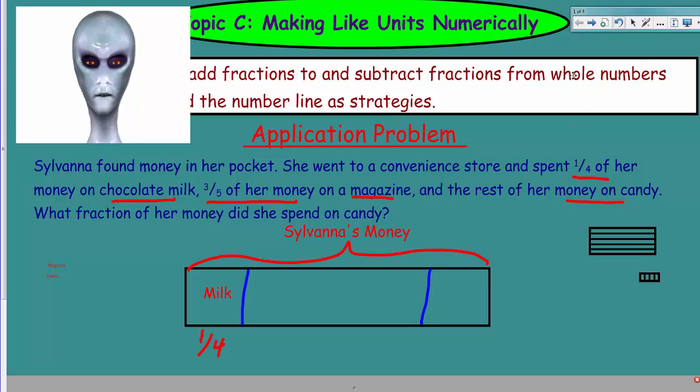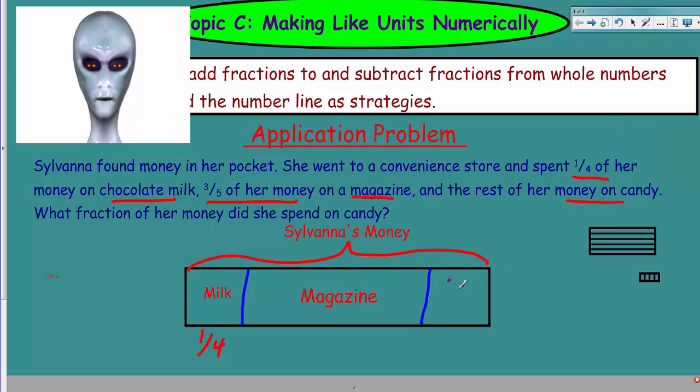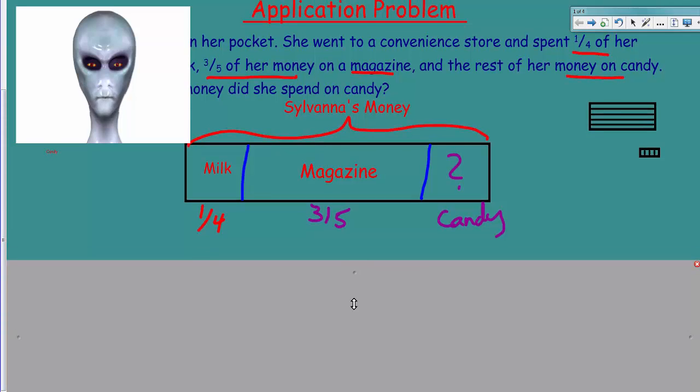And then we're going to have to come over here and say that's what she spent the 3/5 on, was the magazine. So we'll put that in there. And again, this is just a tape diagram. Here we just don't know. This is going to be the candy, all right? And we don't know. I'm just going to write that in faster. And this was our 3/5. So we don't know what that fraction is here. That's what we're lacking. So let's go ahead and bring this on down, okay?